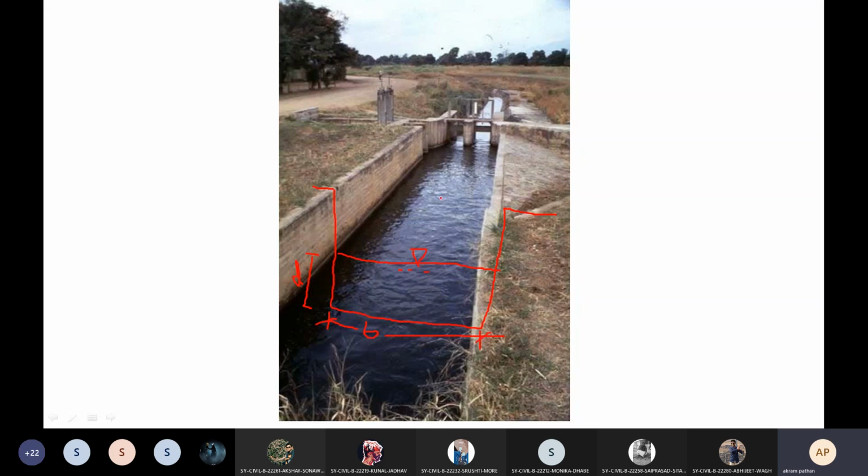So we have calculated the discharge Q. Q means rate of flow or discharge. Now we have to supply this water for the purpose of irrigation. For example, we have to supply this water to a particular field, and another field is here. How much water we have to supply depends upon the depth and width of the channel. So this is about the rectangular channel.